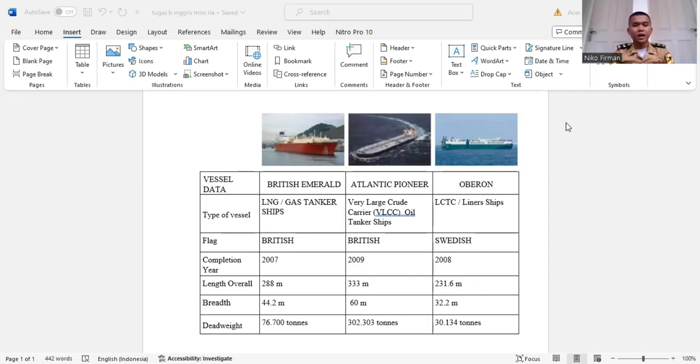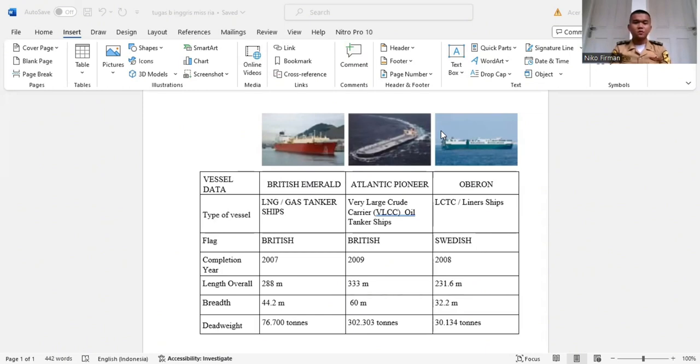The type of vessel is LNG, or liquefied natural gas, gas tanker ships. The flag is British. The completion year is 2007. The length of hull is 288 meters. The breadth is 45.2 meters. The dead weight is 76,700 tons.